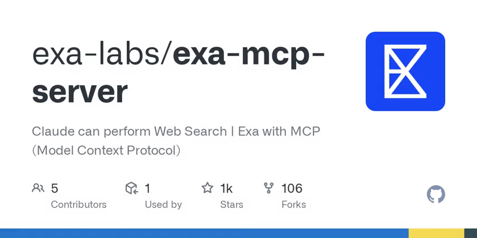All right, let's say you're intrigued and want to dive in. What do you need before getting started? First off, make sure you've got Node.js installed, version 18 or above. You'll also need Claude Desktop and, of course, an Exa API key. Once you have that, you're halfway there.